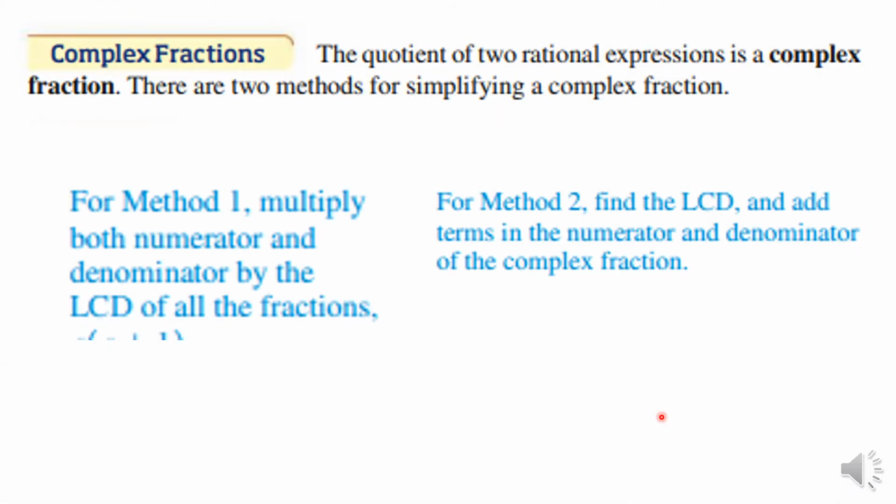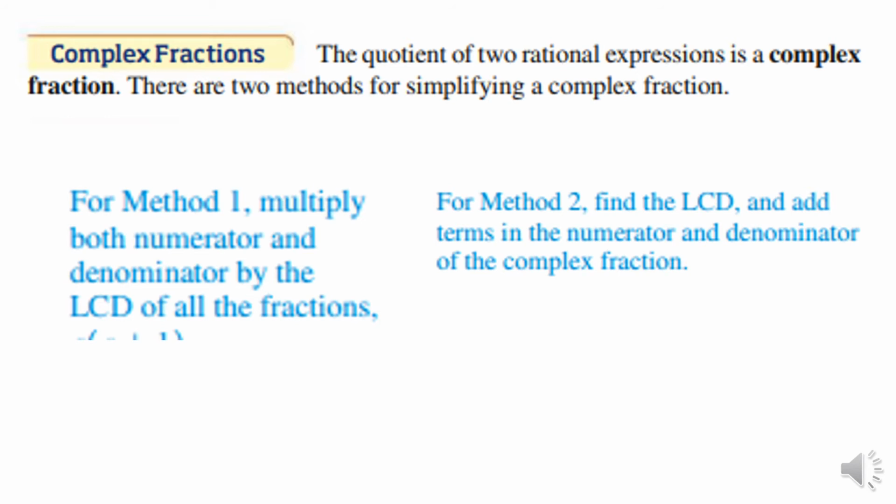The last topic that we study in this section is things that are called complex fractions. The quotient of two rational expressions is a complex fraction. And there are two methods. Method 1, where we multiply by the LCD of all the fractions. Method 2, you do the numerator and denominator separately.